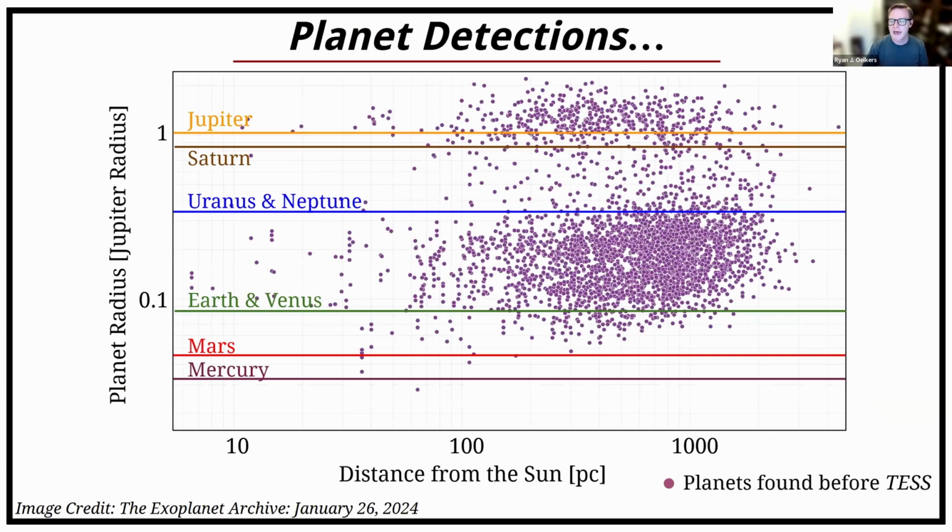How good are we doing at capturing planets? Well, these were all of the planets that were known before TESS launched, in the purple here. You can see there's a good distribution of them. And there's an interesting feature about this as well. You'll notice the green line is about the size of the Earth or Venus. That blue line is about the size of Uranus and Neptune.